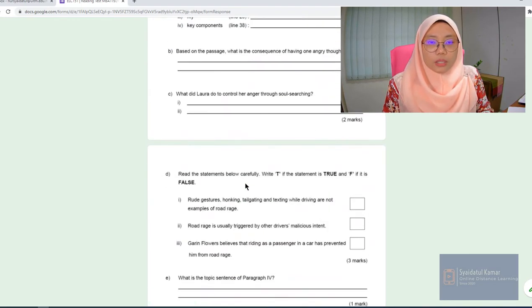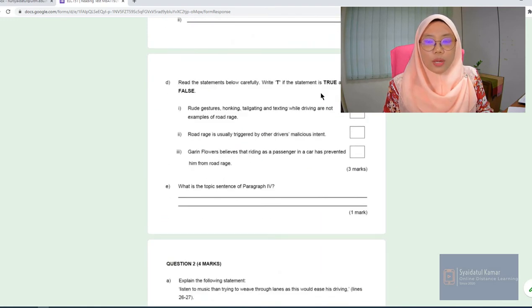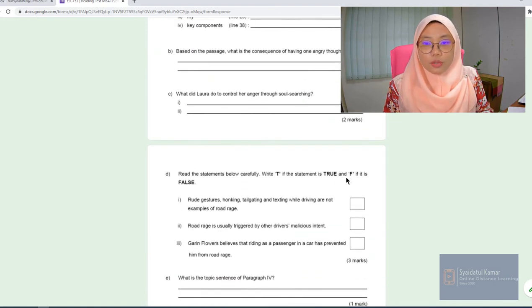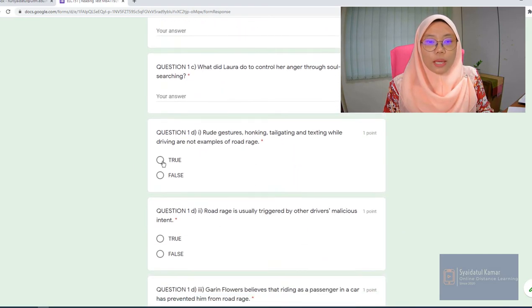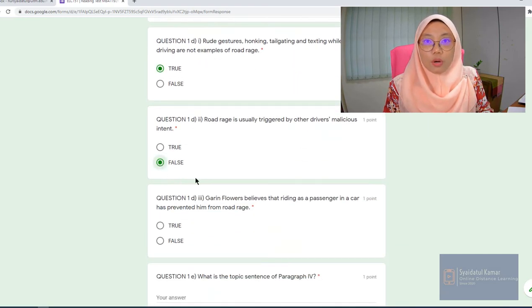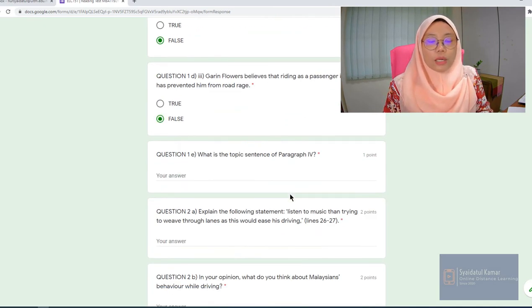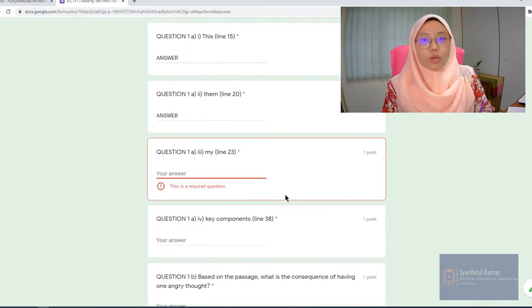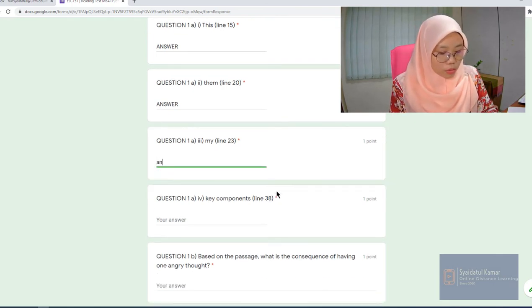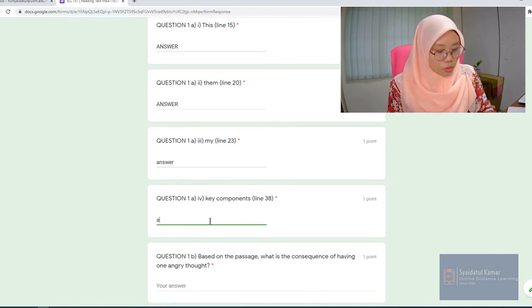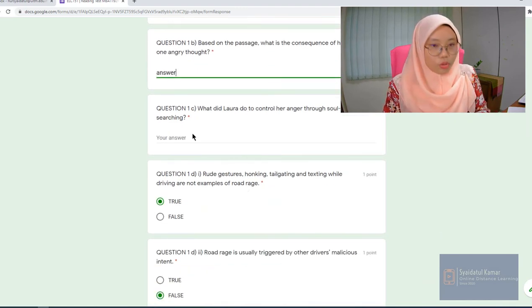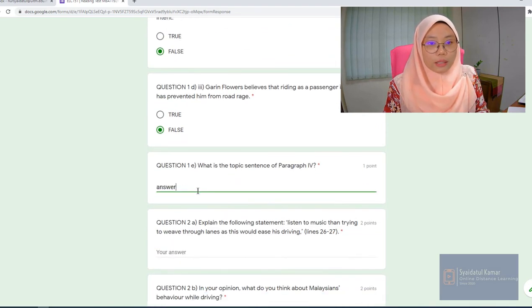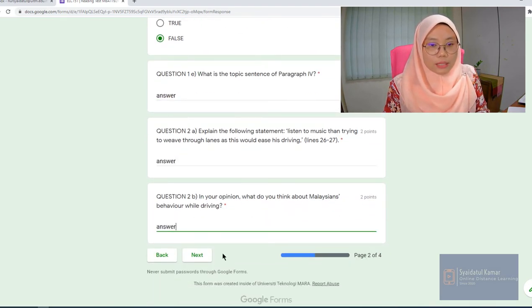Now, when it comes to the true or false question, you only have to click whether the answer is true or false. You don't have to write T or F and whatnot. You just click true or false, and then next. This indicates that you did not answer all of the questions, so you just write the answer here. I'm going to show you how it looks so that you get a clear idea of how the reading test is going to be conducted.